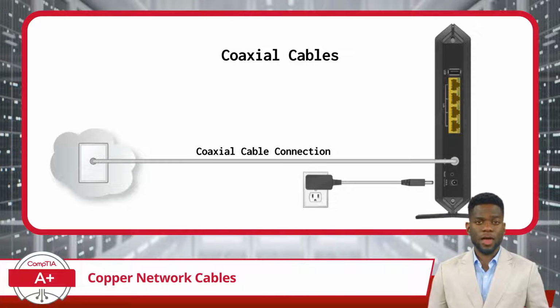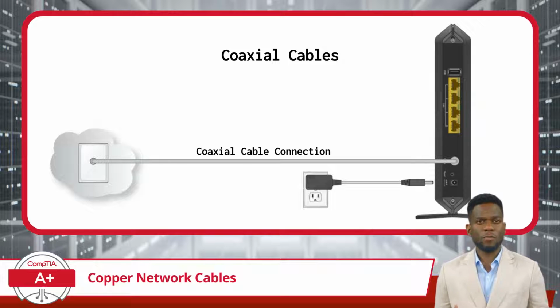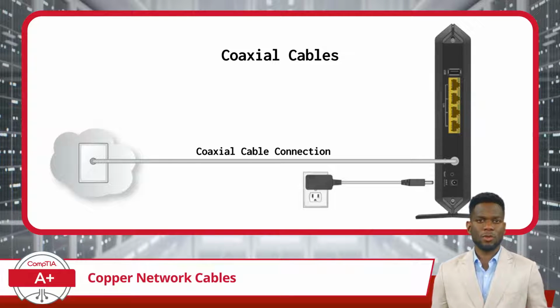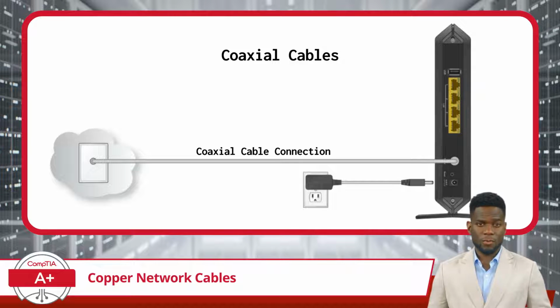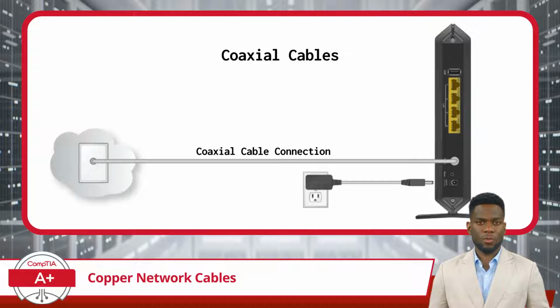Next, we have coaxial cables. These copper cables are commonly used in broadband internet connections, particularly in cable internet services. These cables enable the delivery of high-speed internet access to homes and businesses, supporting activities such as web browsing, video streaming, online gaming, and file downloads.